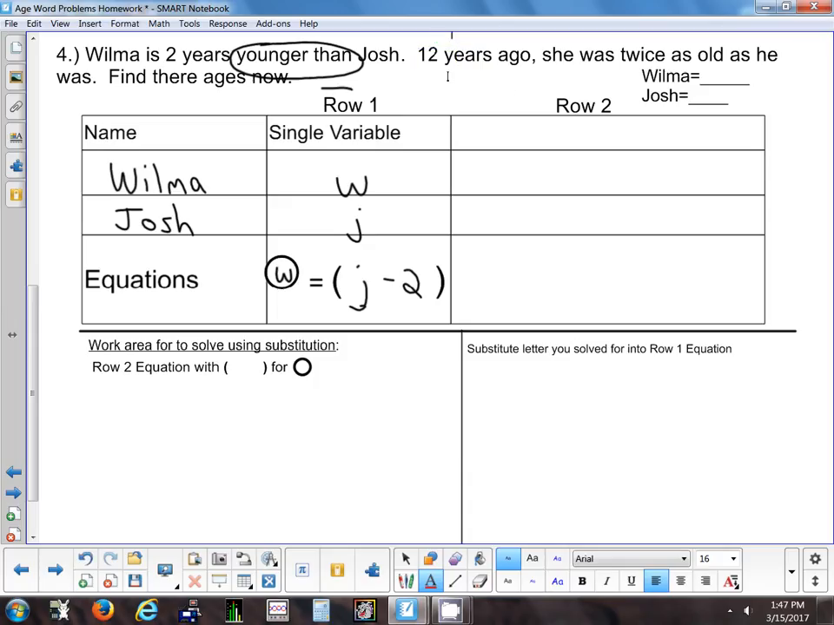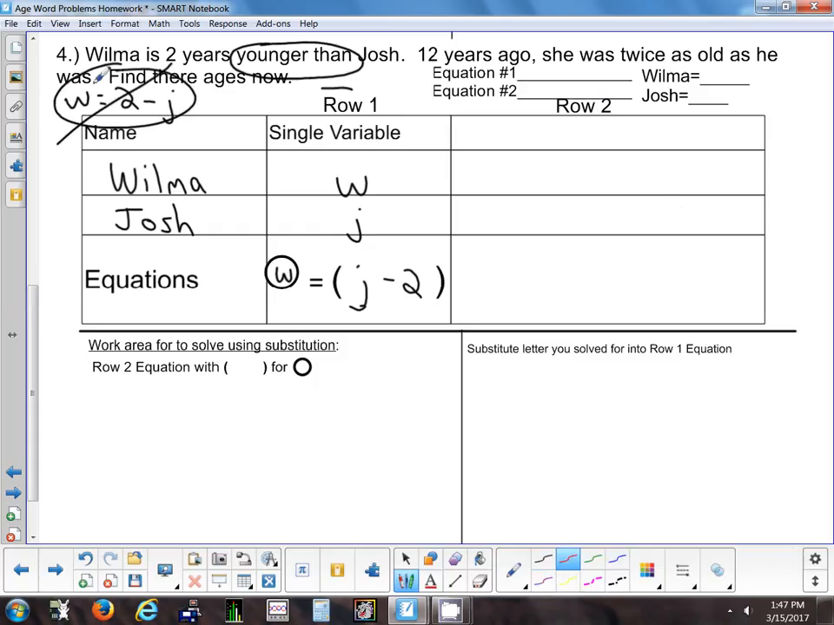Now listen to me. Tomorrow on the test, when you see younger than, you need to make sure you put the variable first. If I had W equals 2 minus J, that is incorrect. That's not the correct setup. You need to make sure when it's younger than, the variable needs to come first. So Josh, right, needs to go first.